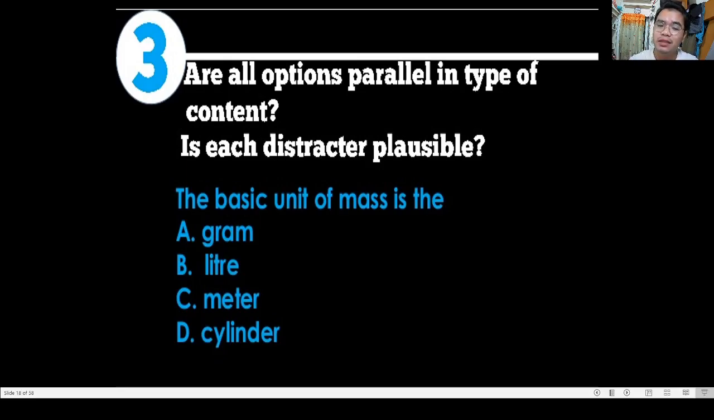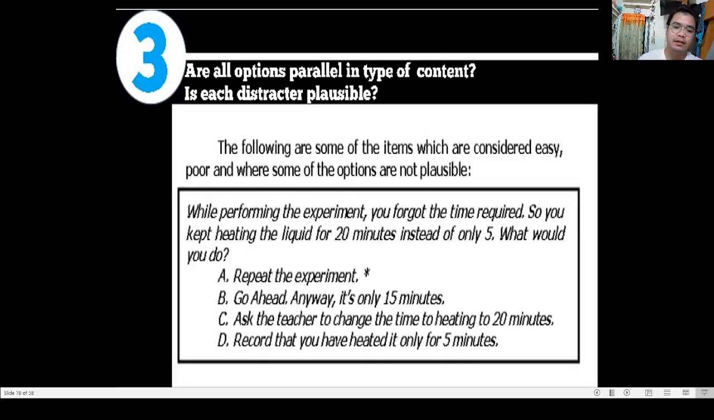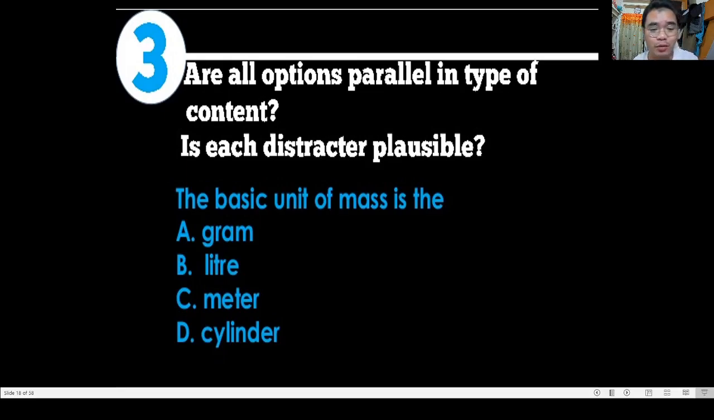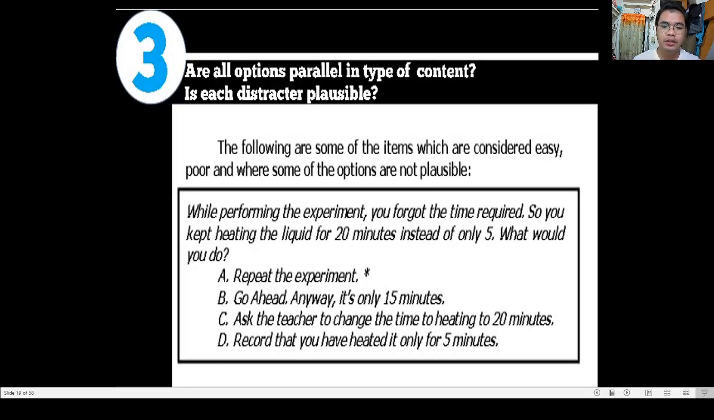So this example is demonstrating to you unplausible distractors. What can we do here? If we're looking for a unit of mass, then everything in the options should be a unit of mass. So an improved version would be: The basic unit of mass is A gram, B kilogram, C milligram, or D ton. Those are the same in terms of content. They are all units of mass. Another example is this one.